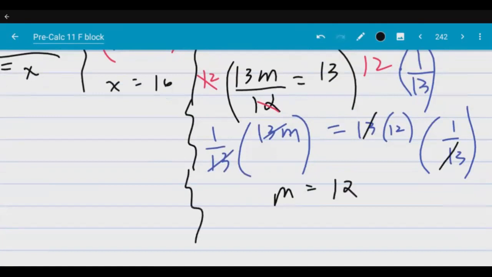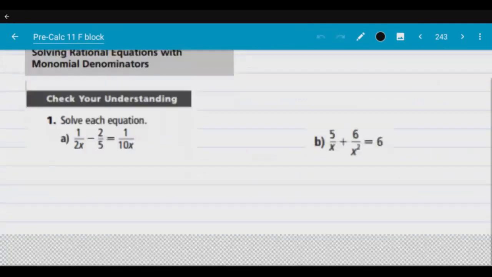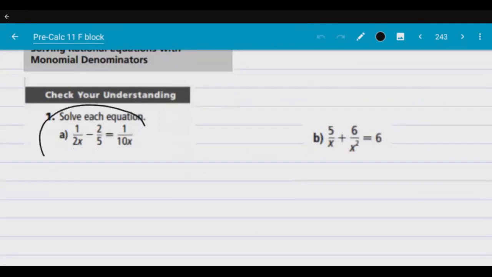Okay. So I will skip deconstruct your understanding. I will go straight into check understanding number 1. Solving rational equations with monomial denominators. So we have this. As always, we need to figure out a common denominator. How can you put these two together? I think you can. It's as simple as just multiplying these two together. But guys, take a look. What if this is what I do?